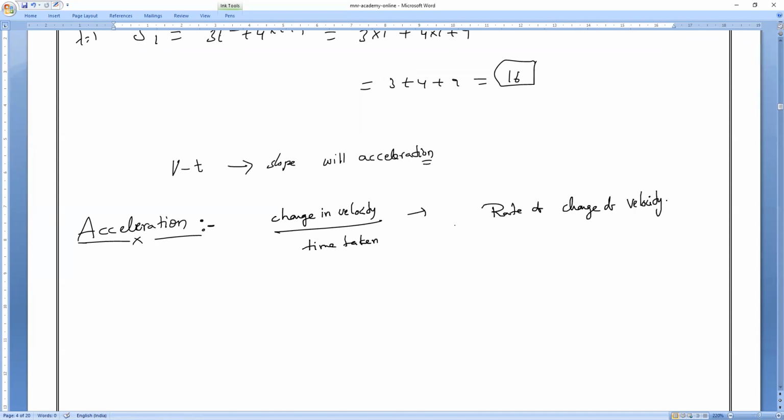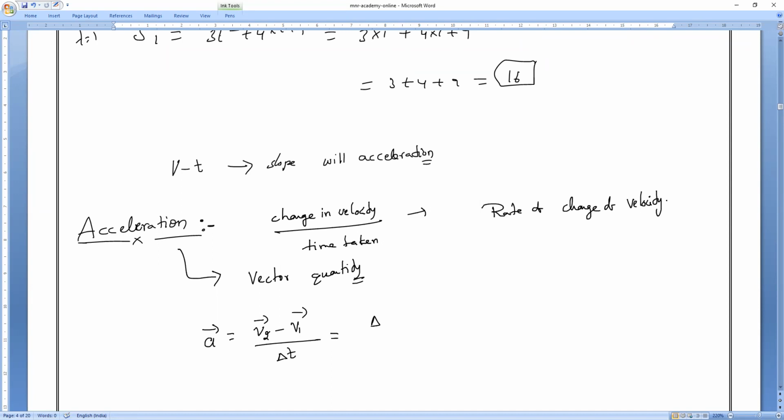Acceleration is the rate of change of velocity. Is it okay, everybody? Yes. Tell me, is acceleration a vector quantity or a scalar quantity? Vector quantity, because velocity is a vector. So what is the formula for acceleration? a is equal to final velocity minus initial velocity, divided by delta t.